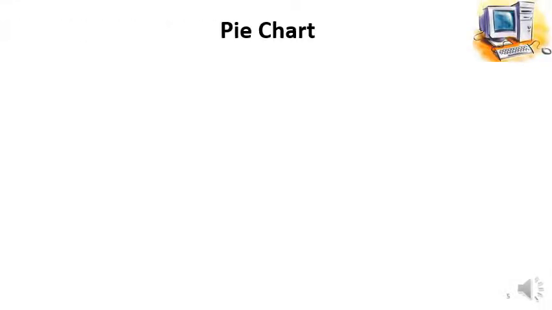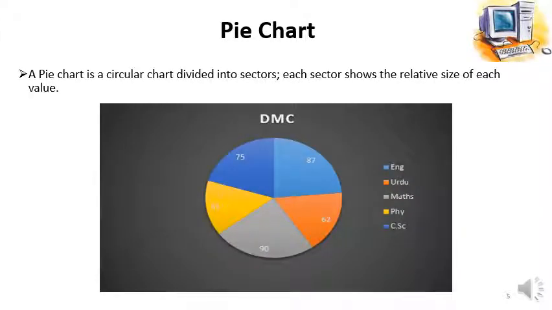So the third type of chart is the pie chart. A pie chart is a circular chart divided into sectors. Each sector shows the relative size of each value. Here in this chart we can see that it's a circular chart divided into sectors. Every sector represents a different subject along with the value, and the size of the sector is relative to the size of the value.